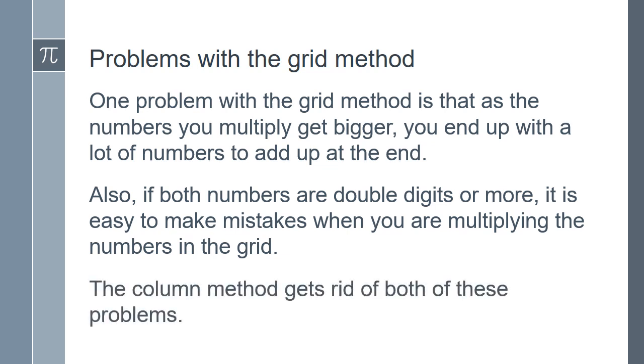The column method gets rid of both of these problems. So that's what we're going to have a look at now. So the column method. Let's look at the sum 74 times 8.